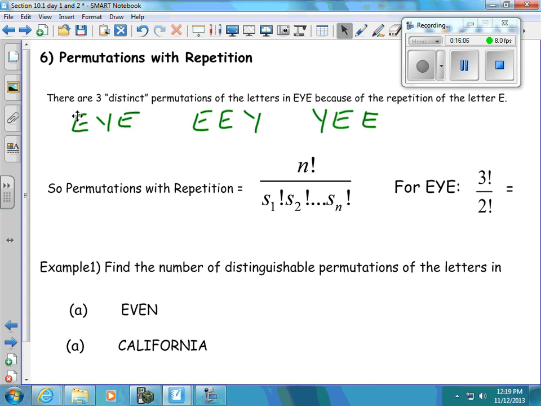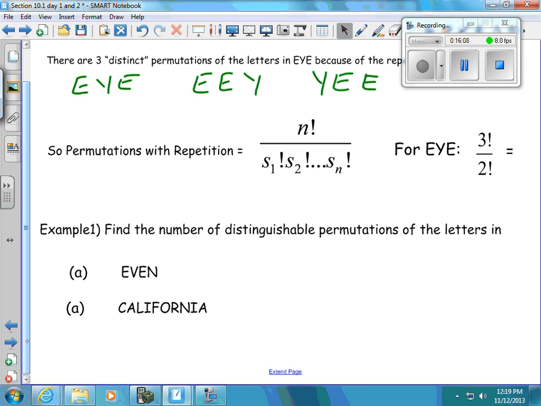So is there a way to represent this as a formula? Yes, there is. I know you were just excited to hear that. The formula for that is n factorial over s1 factorial times s2 factorial, dot, dot, dot, which means as many as you need until the last term factorial. So basically, what are the s1, s2, up to sn? They're the number of things that repeat and how many times they repeat.